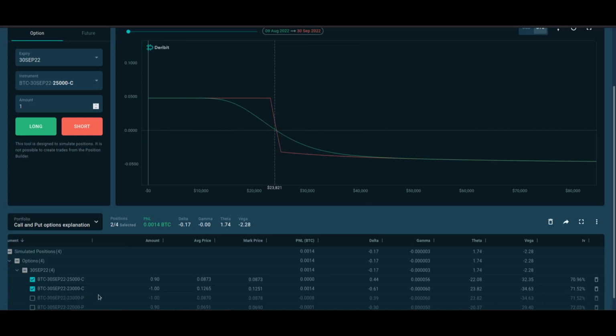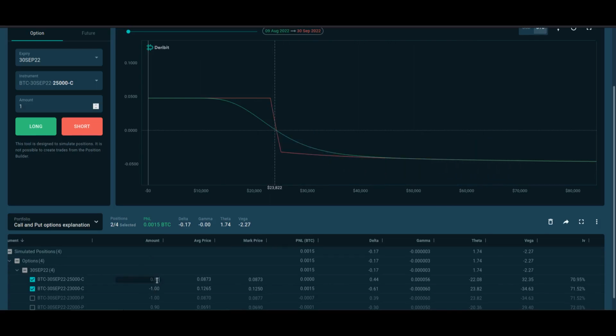So we sold a call at $23,000. We have profit if the price goes below that strike. If the price goes above that strike, we will get losses. To restrict our losses, we have to buy another call, for example at the 25,000 strike with the same expiration, and so we will get limited losses, and it's fine.